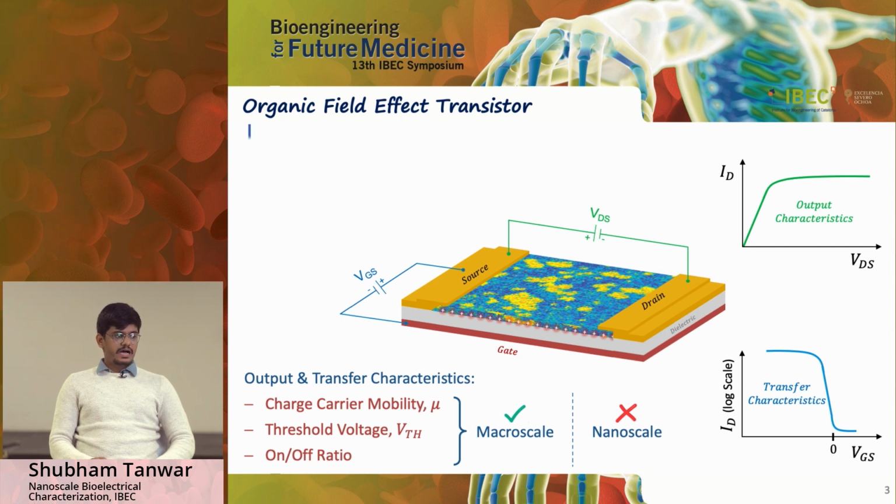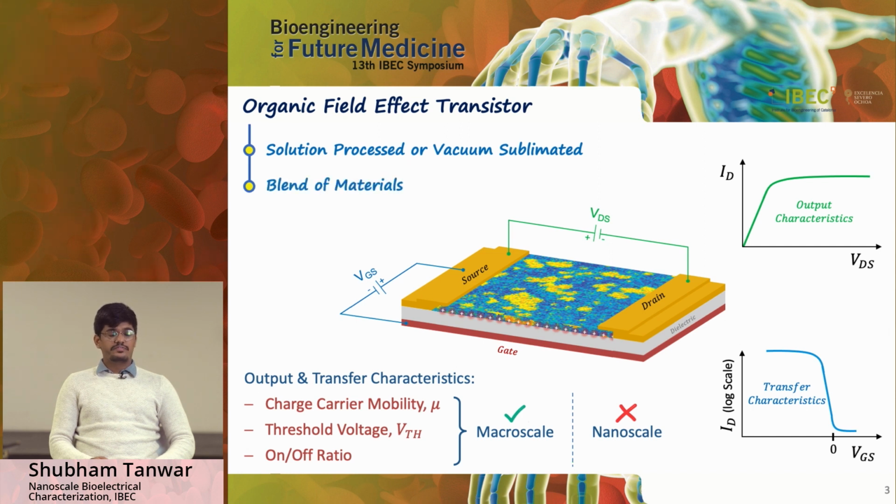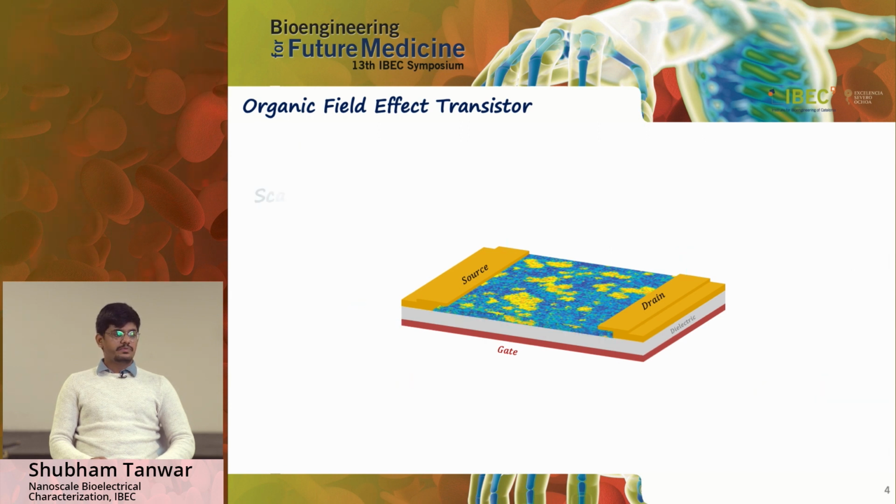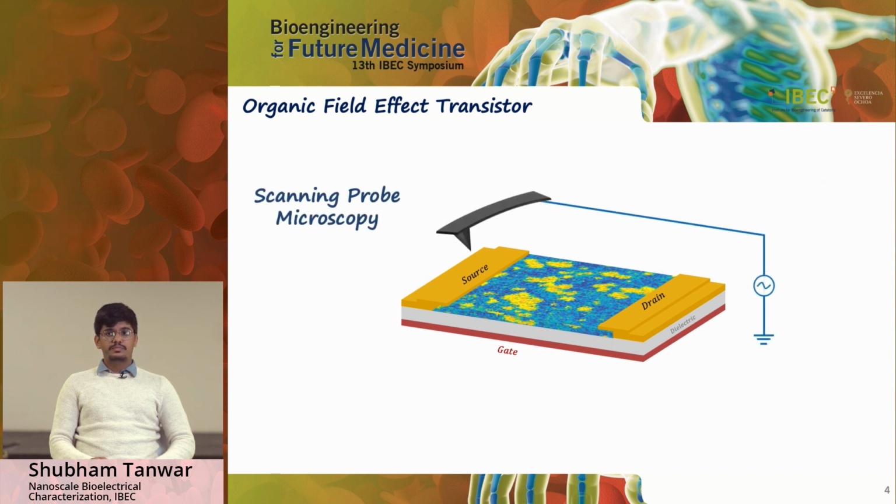These materials are generally made using solution processing or vacuum sublimation. That shows nanostructures because of the presence of polycrystallinity or different phases of the materials, and all of this leads to heterogeneity at the nanoscale. So we need a scanning probe microscopy which can probe these nanoscale structures during operation. So scanning probe microscopy is a must.